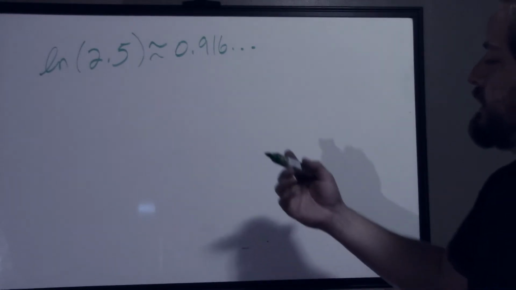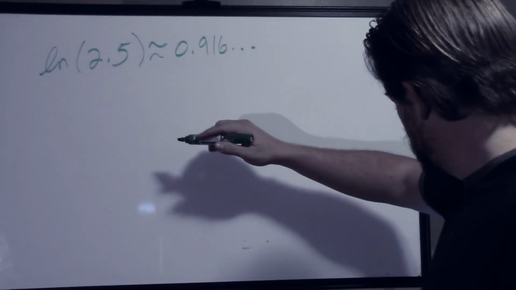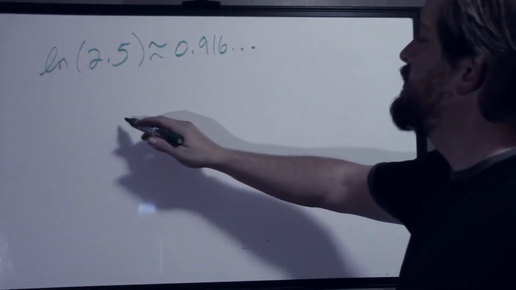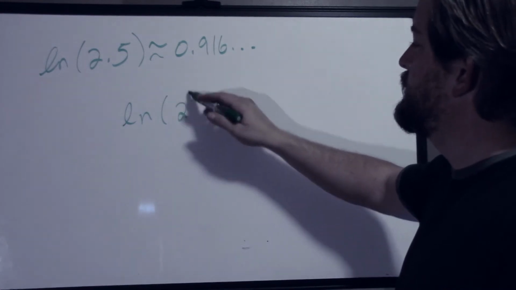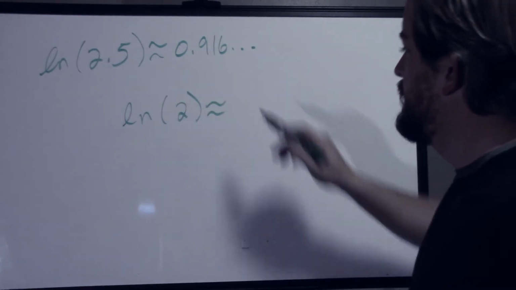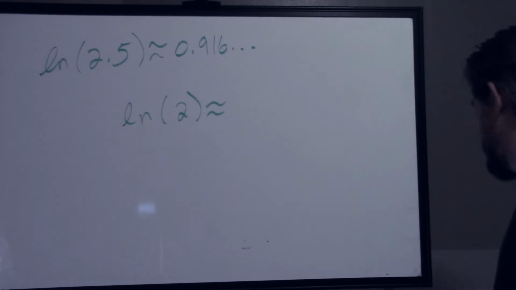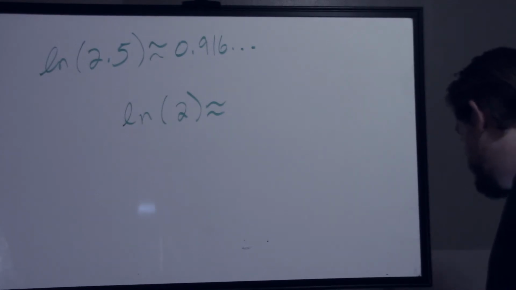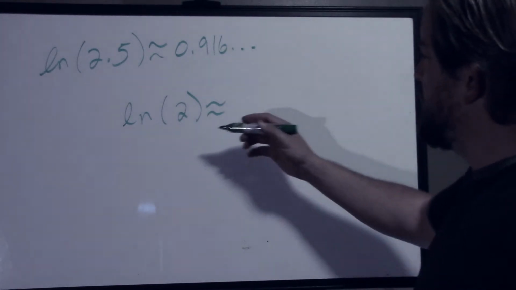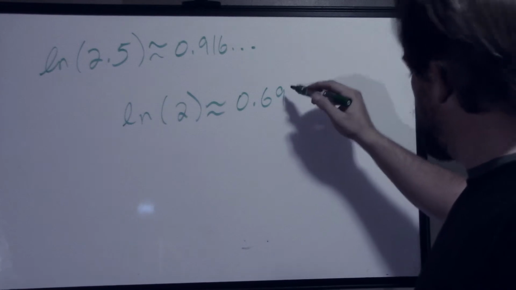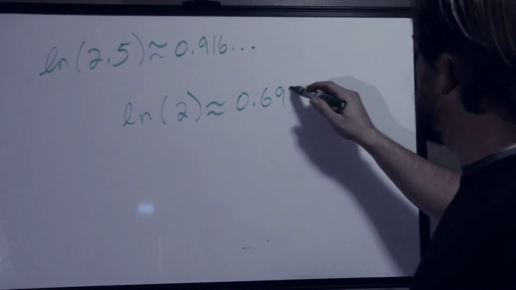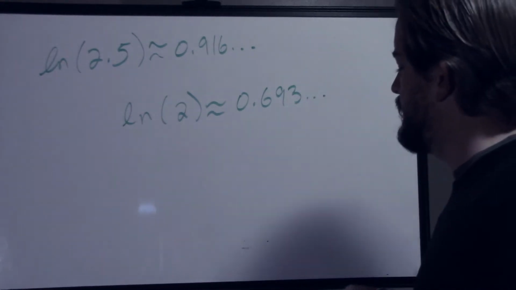How about, say, the natural log? One that you'll see a lot, the natural log of 2. If I plug that into my calculator, and you should do this as well just to make sure that you can. But natural log of 2 is 0.693, and that one goes on forever, yada yada yada.